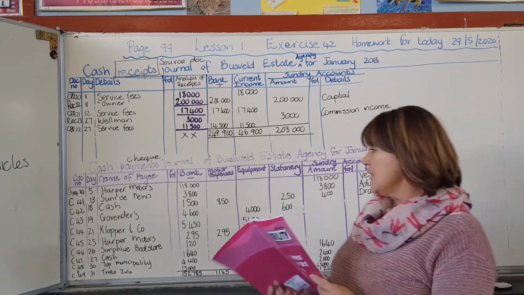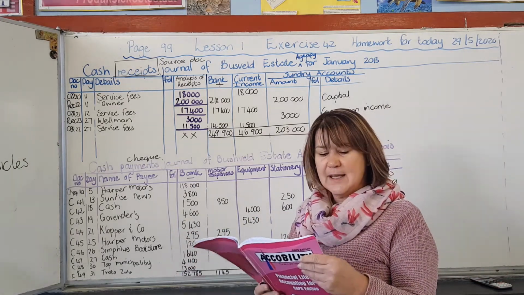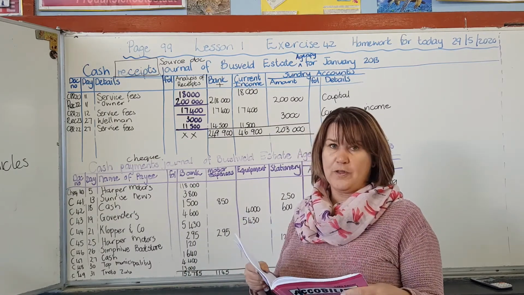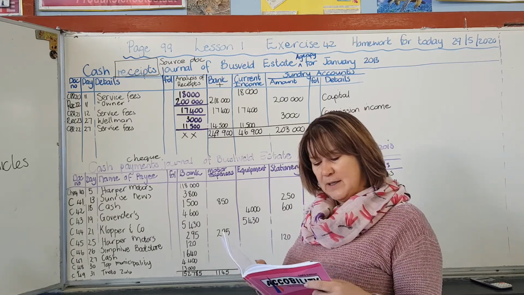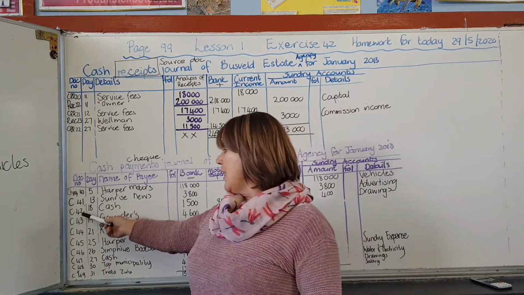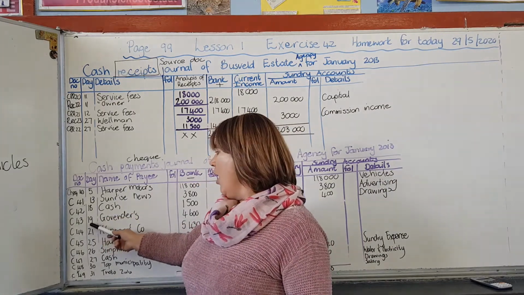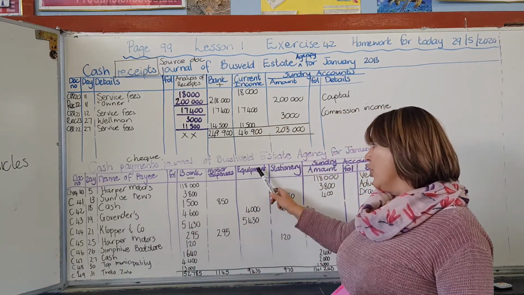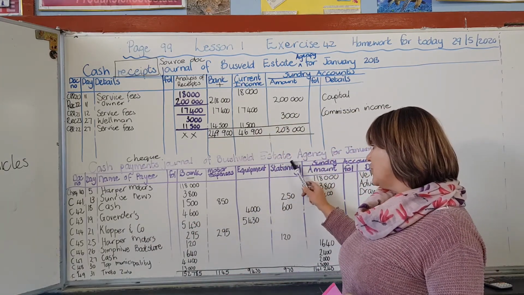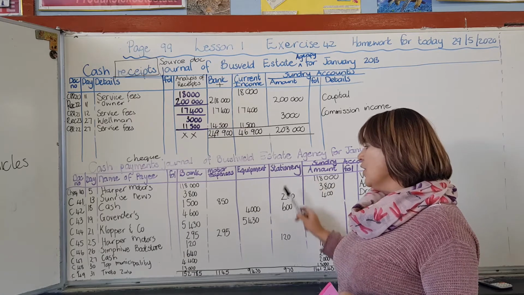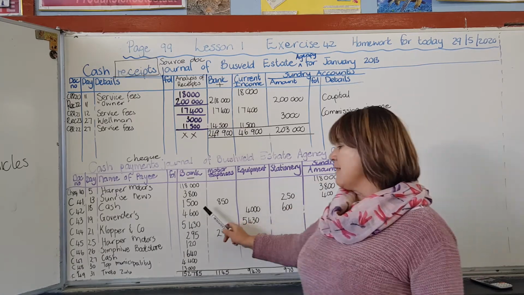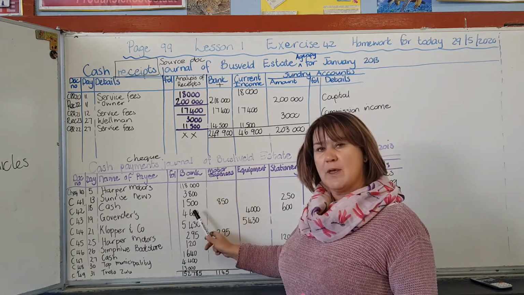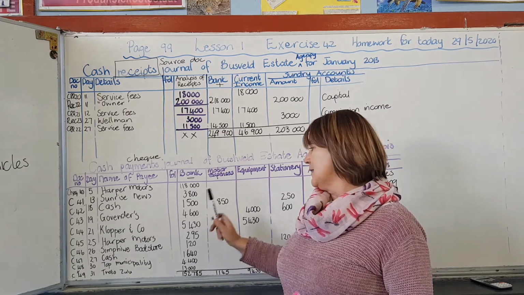Your next transaction is on the 19th, and it says bought stationery 600 rand and equipment 4,000 rand from Governors and paid by check. So your next check will be check number 43 on the 19th, Governors, and what did you purchase from them? You bought equipment and you've bought stationery. So now you add the two amounts, and your bank is going to decrease with the amount of the check for 4,600 rand.